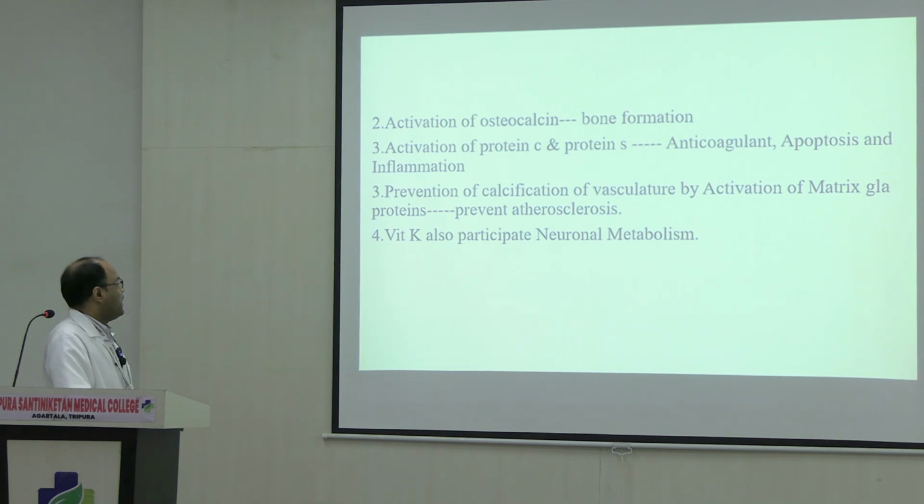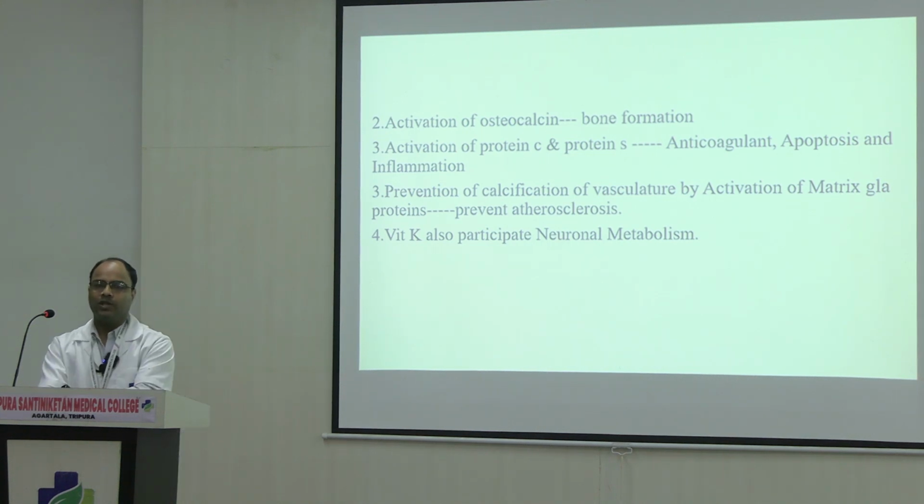Next function is activation of protein C and protein S. These proteins are also secreted from the liver. The most important function of protein C and protein S is that they work as anticoagulants, have an apoptosis function, and work for inflammation as well. What is apoptosis? Any idea? Very good. And for inflammation.